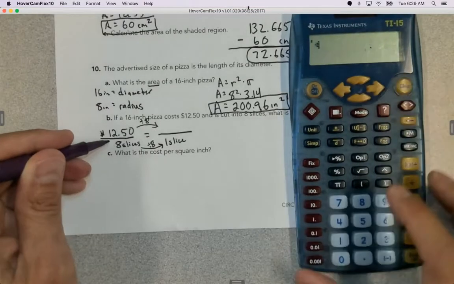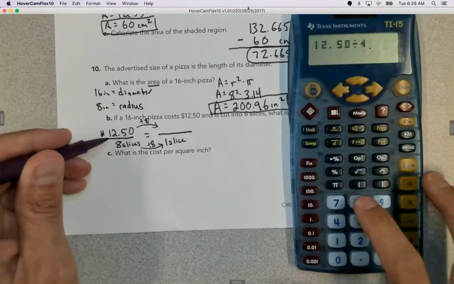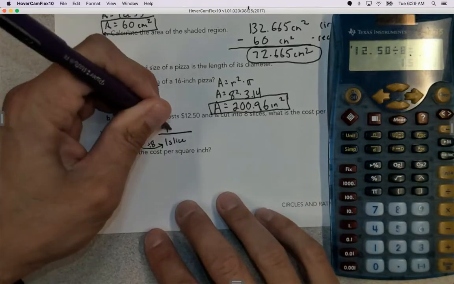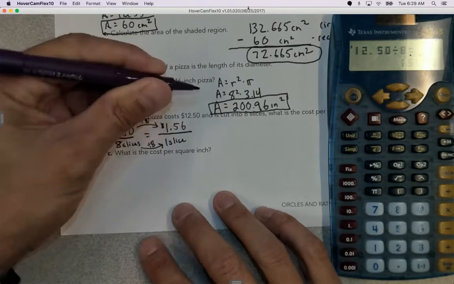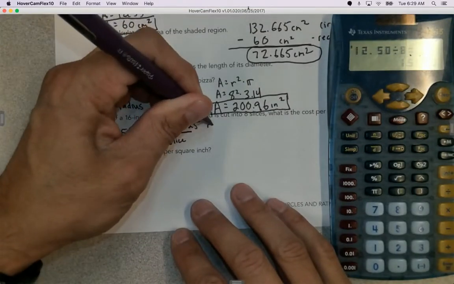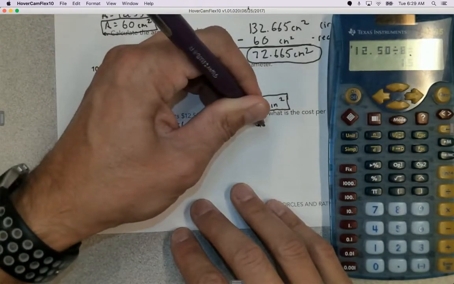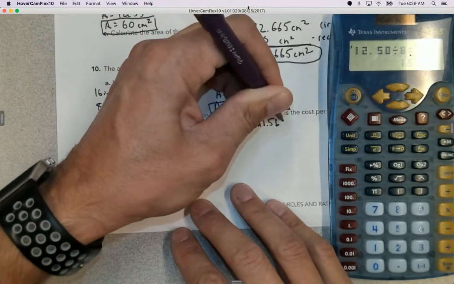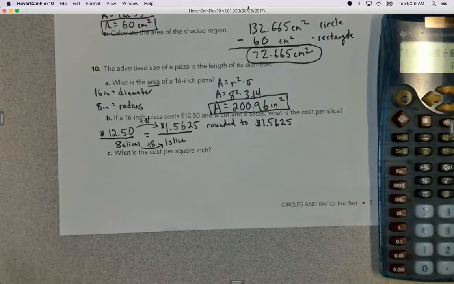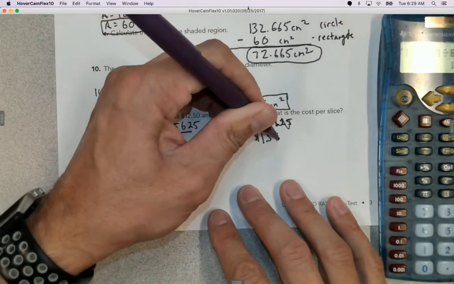If I get $12.50 and divide that by 8 slices, I get a cost of $1.5625, rounded to $1.56, rounded to the nearest penny.